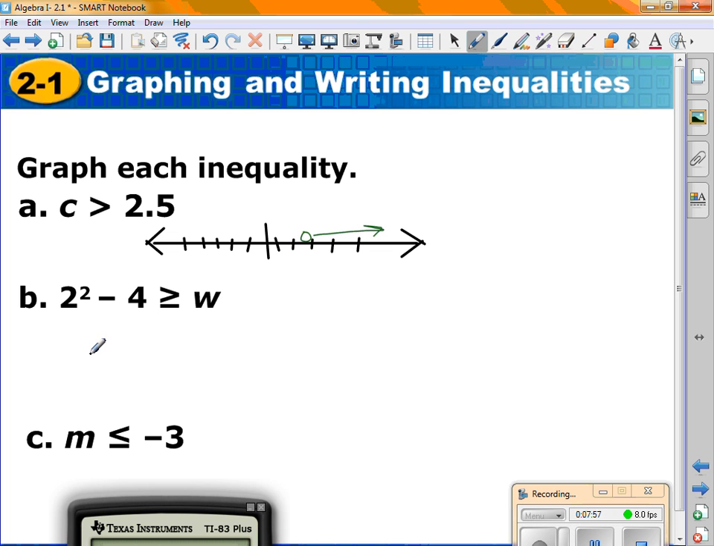Now, for part B, what do I have to do first? Okay, I have to do the exponent first. What is 2 squared? 4. And what's 4 minus 4? 0. So I really have 0 greater than or equal to W. So using my number line, I'm going to steal the same one. I put 0 at, it's at 0. Open or closed? Closed. And it goes to... 0 is greater than W. Which way does it go?